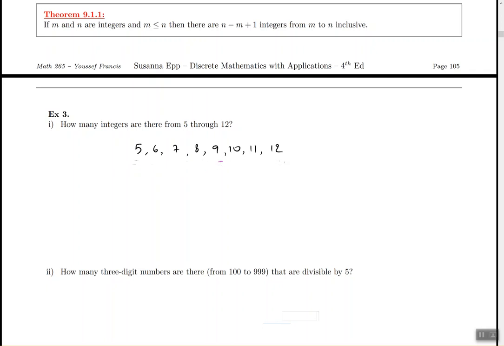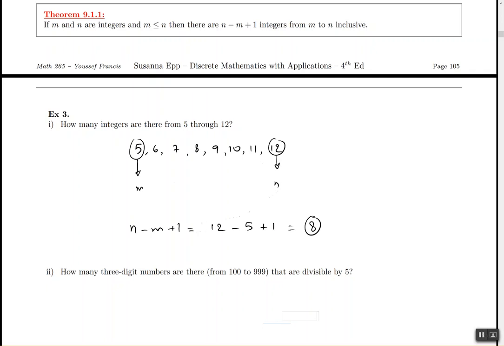The other option is to think of the first number being called m, and the last number being called n, and just do the following: n minus m plus 1. So n is 12, minus m, which is 5, plus 1. That's going to be 8. So it counts how many numbers there are in a list. This is a pretty cool theorem, and we're going to use it to do a lot of counting, so I highly recommend that you try to memorize it.